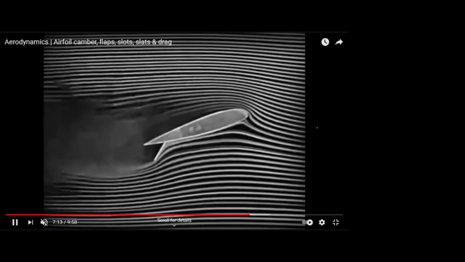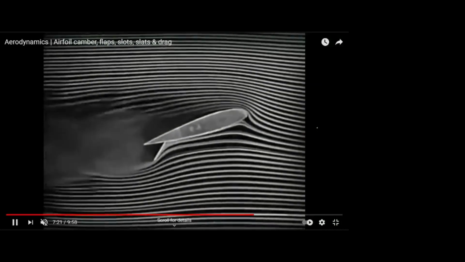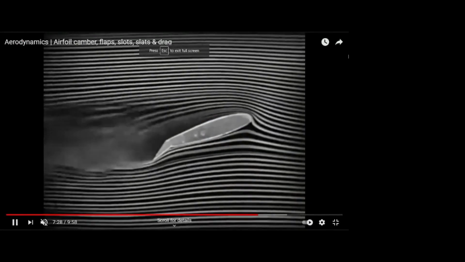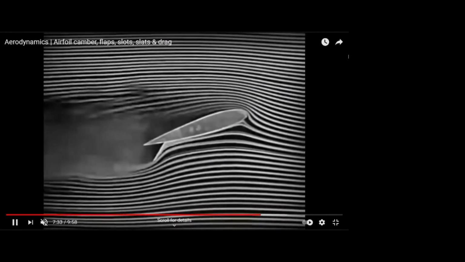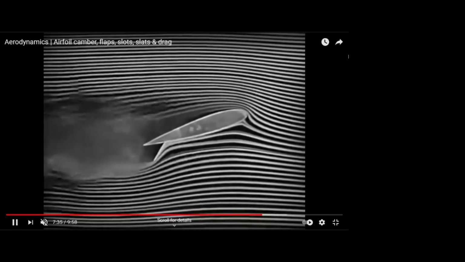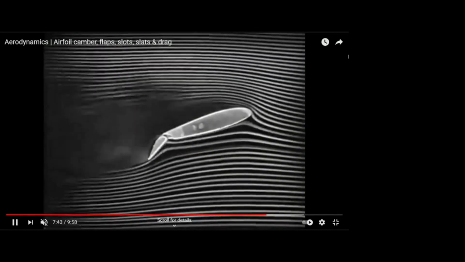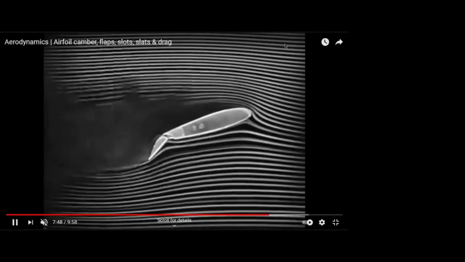Okay, so this is the split flap. A split flap produces more drag compared to the normal plain flap. See here the wake thickness is less for the plain flap, and because of the split flap the wake thickness is more. So this split flap produces more drag, even though it produces an equal amount of increase in lift compared to the plain flap. We should not go for the split flap. So in all smaller aircraft, we are going for only the plain flap.